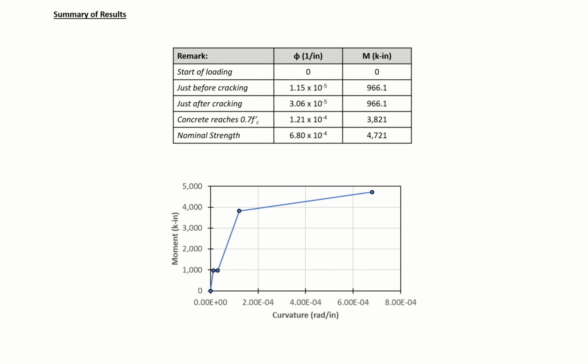Shown here is a summary of all of our results from this analysis. So you can see our 4 main points: our before cracking curvature with our cracking moment, our after cracking curvature with our cracking moment, our point when our section goes inelastic, so here, where our concrete reaches 0.7 F prime C in our extreme compression fiber, and then finally our nominal moment and curvature at nominal. And this makes up our simplified moment curvature diagram for a reinforced concrete section.